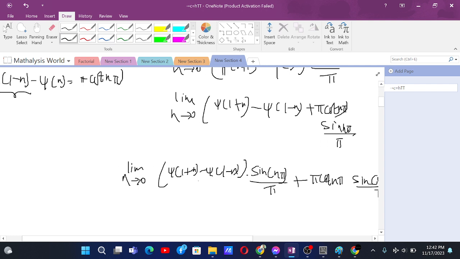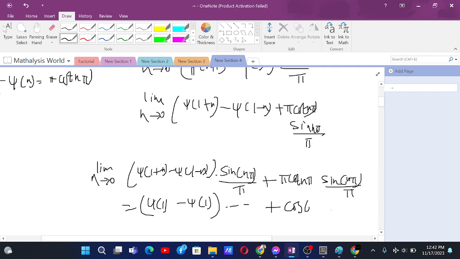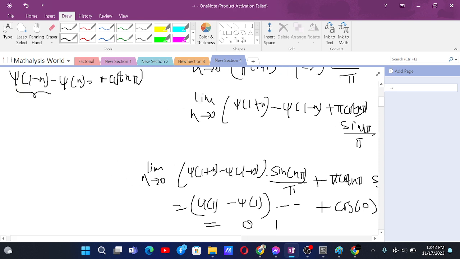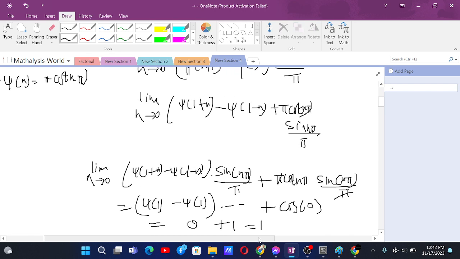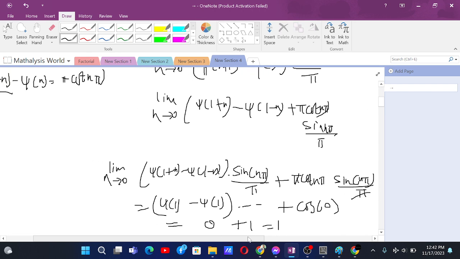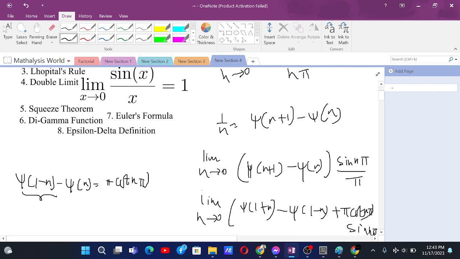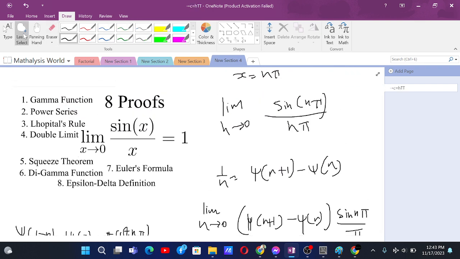Now if we substitute n as 0, we have digamma of 1 minus digamma of 1, times the sine term, plus cos of n pi, since the pi cancels out, so we have cos of 0 times pi cos of 0. This of course goes to 0, plus this is 1, so the limit is 1. So hope you understood the solution. This was a really tricky one, I should say, to get to the digamma function and then prove it.